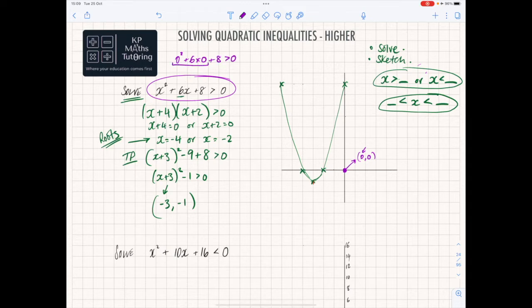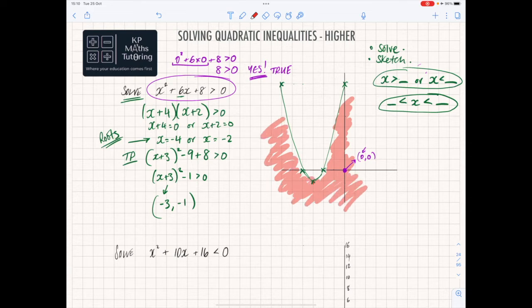Well, that gives me 0. So therefore, I'm saying 8 is greater than 0. Now, is 8 greater than 0? Yes, that is true. So because that statement is true, this point I've just selected here needs to be shaded. So I will shade this point. Now, because that point falls outside of the parabola, outside of the curve, I shade outside the curve.